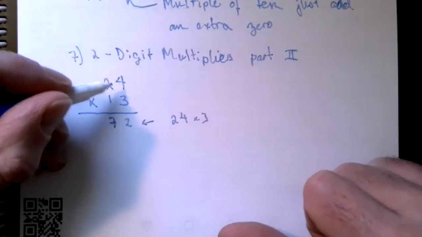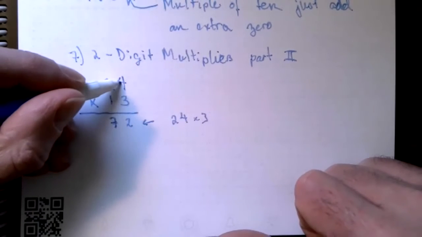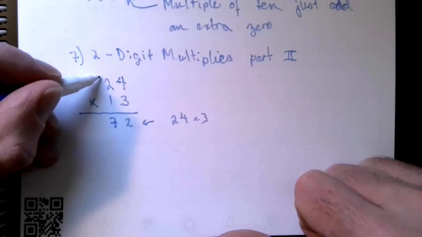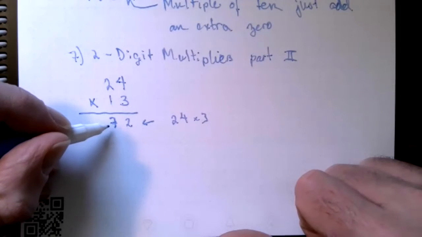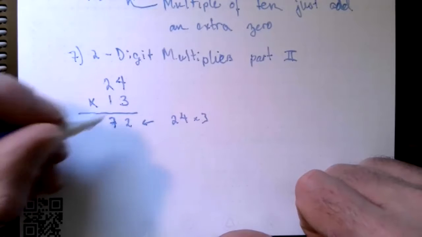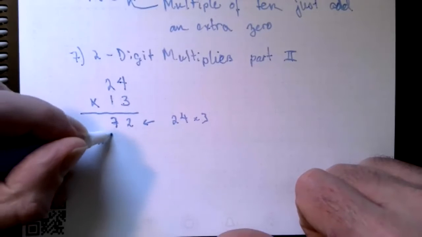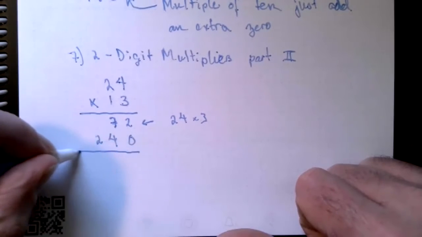I guess if I was being really complete, right, 4 times 3 is 12. We'd carry a 1. 2 times 3 is 6. Add the 1, you get a 7. Okay, so that's where that's coming from. So that's 24 times 3. And now down here, I would have 240.